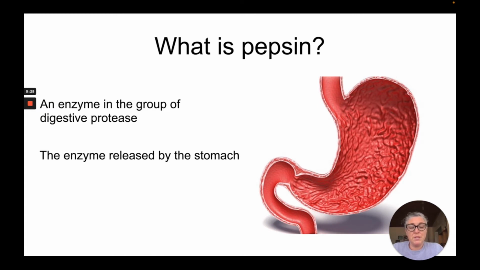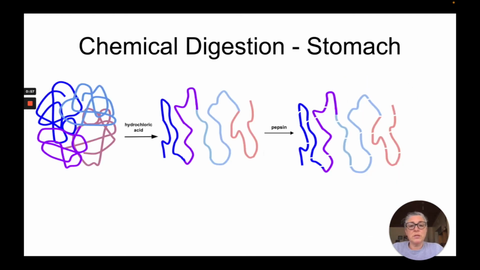In the previous videos, we've talked about how proteins are going to be digested by protease, and there is a gastric protease and a pancreatic protease. So now we know the name of the gastric protease, that is pepsin, and it is the enzyme that is released by the chief cells in the stomach. Let's take a look at what actually happens in chemical digestion in the stomach.